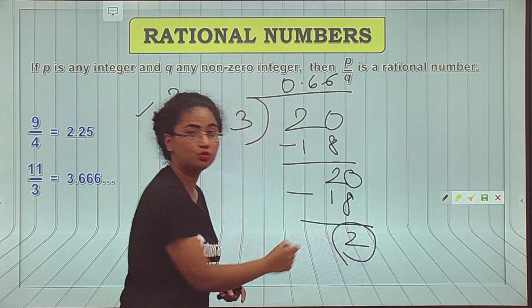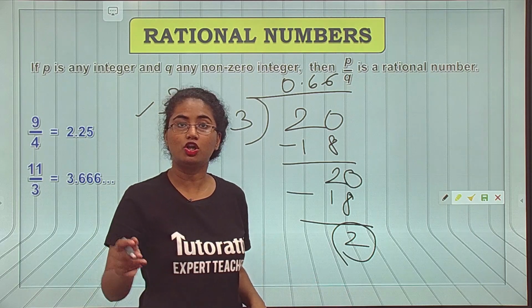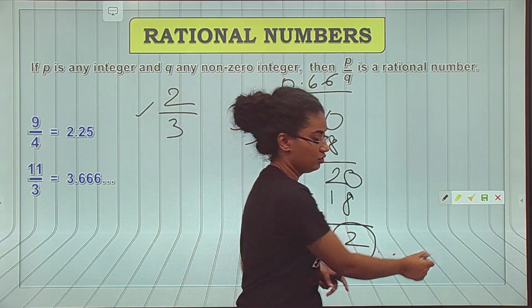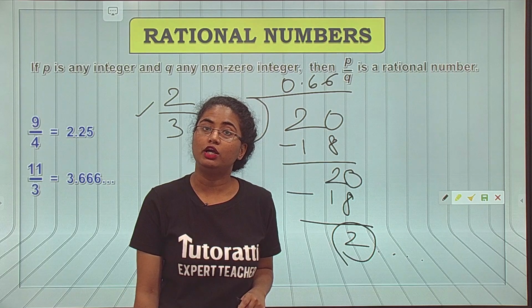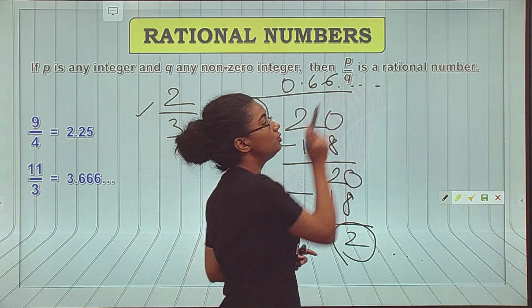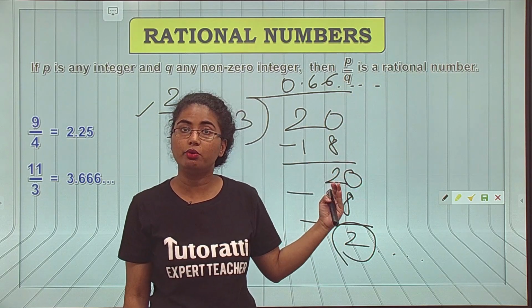Now observe this. This remainder 2 is not going away. This will continue. कहाँ तक continue होगा? It will go on. You do not know where this ends.